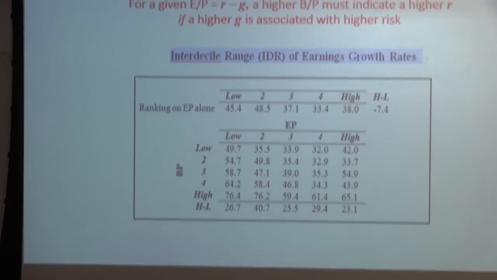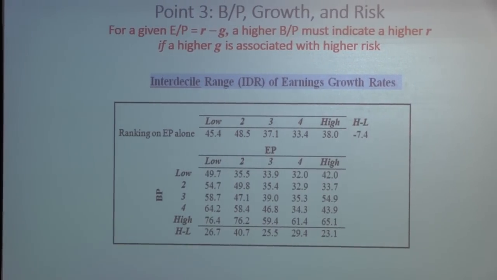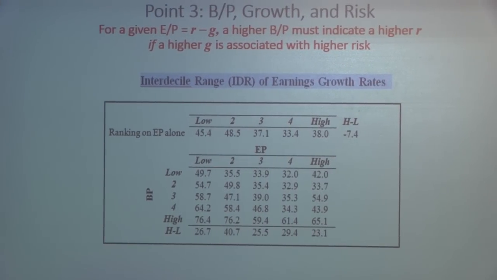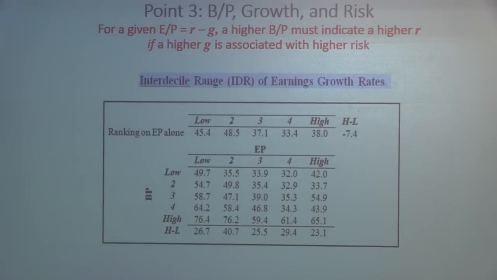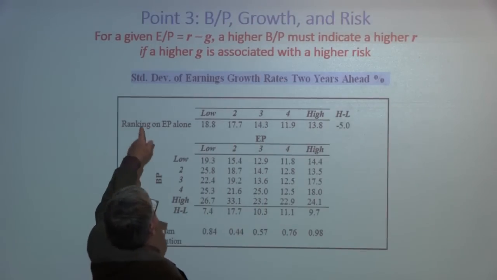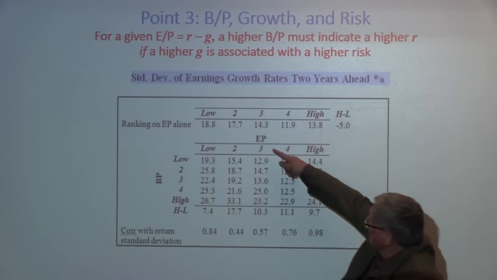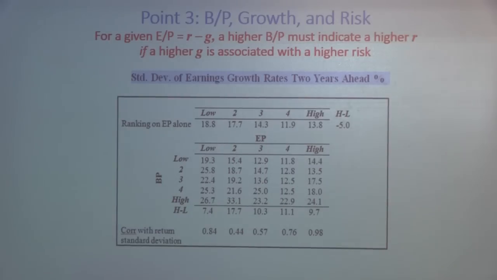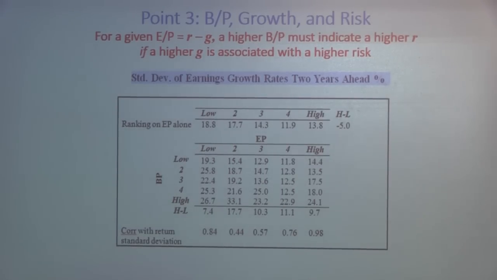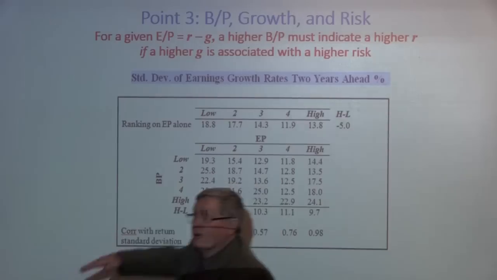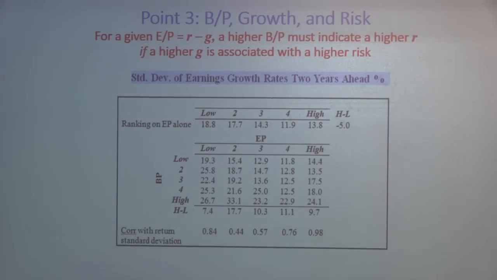But point 3 is, is the growth that you're buying risky? Because then it will require a higher R. Well, here's first of all the standard deviation of the growth rates 2 years ahead, and you see as you go down here, that standard deviation, or that variance, increases, okay? Yes, you get a higher expected growth in earnings, and you like growth in earnings. That's going to give you value when the earnings come down the pipe, but there's more risk that you won't get it.